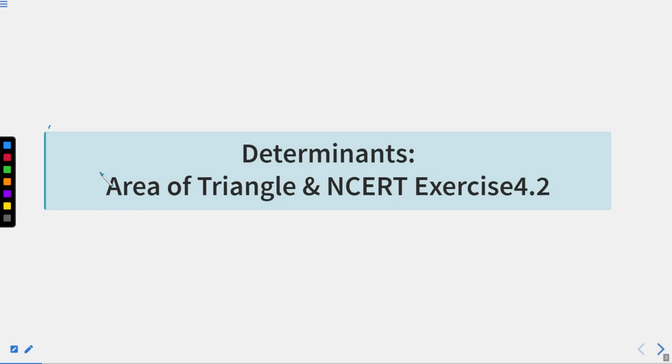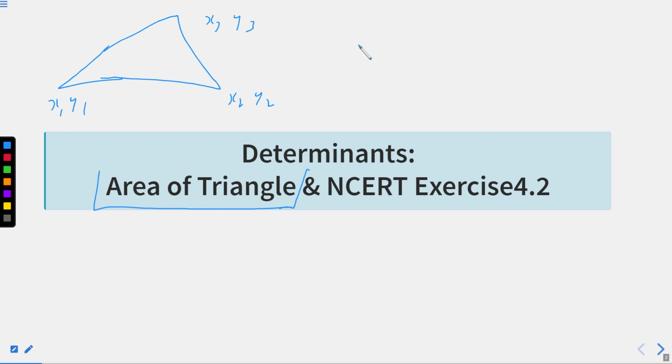In the previous session, we covered the area of a triangle. If you have a triangle with vertices (x1, y1), (x2, y2), (x3, y3), we saw using determinants how you can get the area for this triangle.